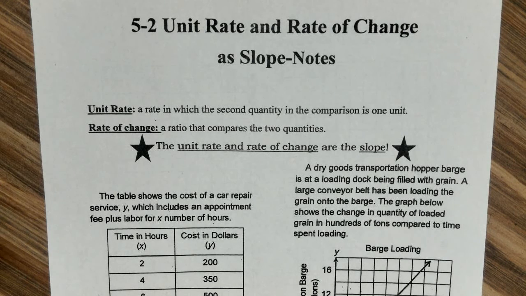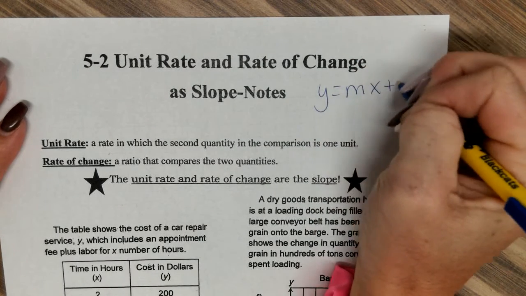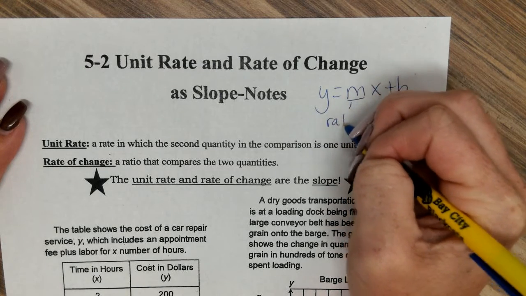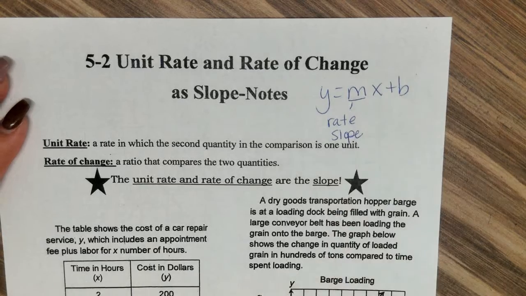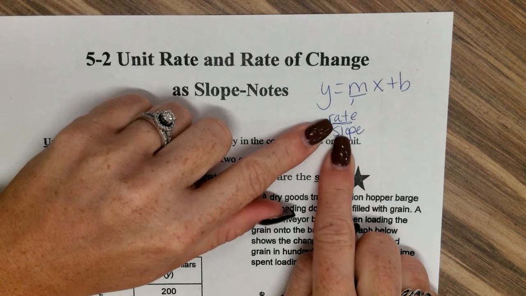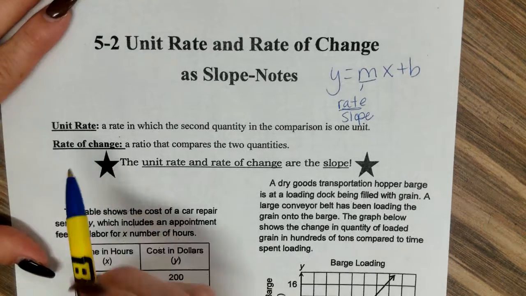So far we've learned in y equals mx plus b, so write this down right here. The m is the rate, also known as slope. And they might call it rate, they might call it unit rate, they might call it rate of change. But if you hear the word rate, what are they talking about? They're talking about the slope. If you hear the word rate, what are they talking about? The slope.